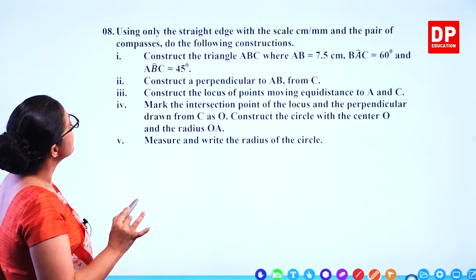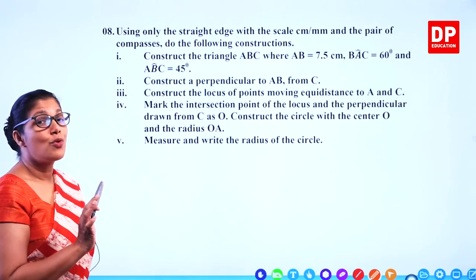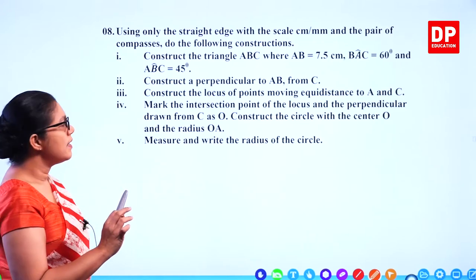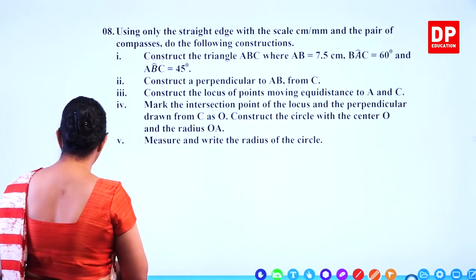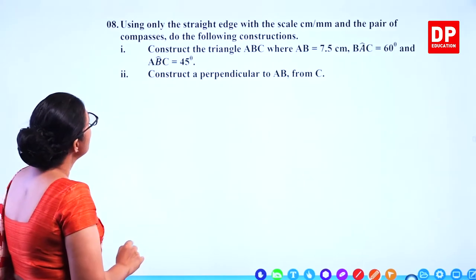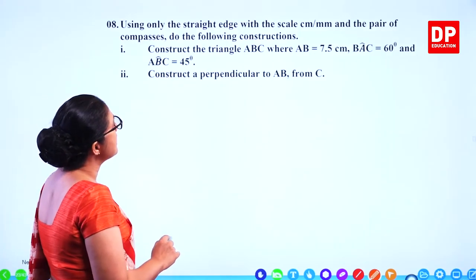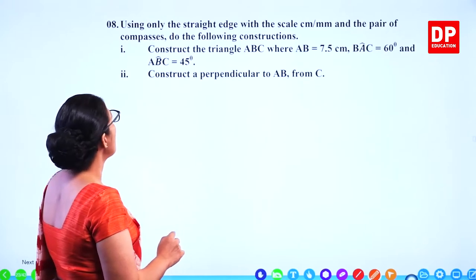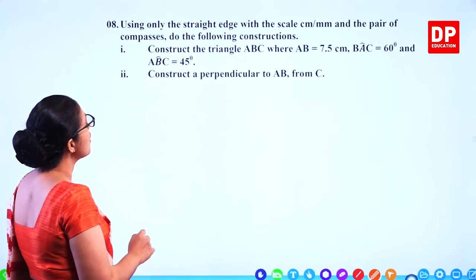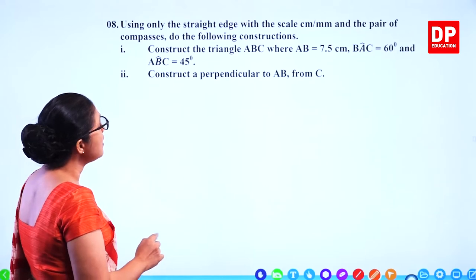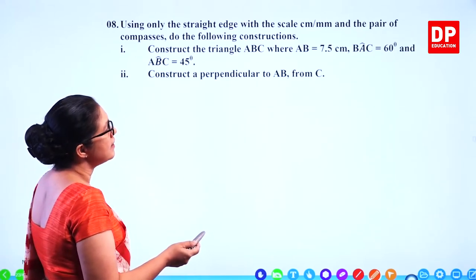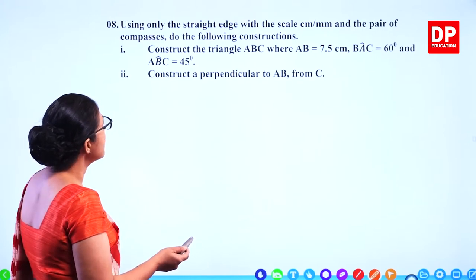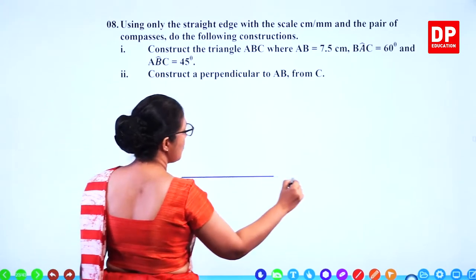That's a construction question. You can use only the compass and the straight edge. So let's do that. Using only the straight edge with the scale, centimeter, millimeter, and the pair of compasses, do the following constructions. Construct the triangle ABC, where AB is 7.5, BAC angle is 60, and ABC angle is 45. First thing, you have to draw a line.